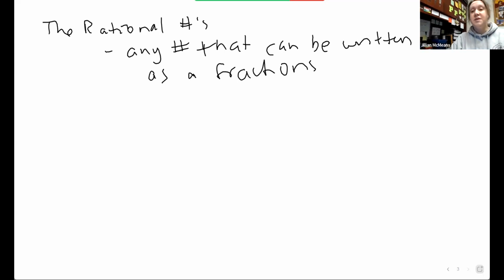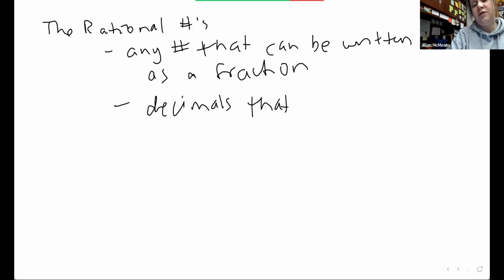Okay. So anyway, this is any number that can be written as a fraction. I think I put fractions, but you know what I mean. Let me erase the S. There we go. Okay. This also includes decimals that terminate. I promise that says terminate, but I'll take the time to rewrite this one. So this would be decimals that terminate. That means they just end, or decimals that repeat.